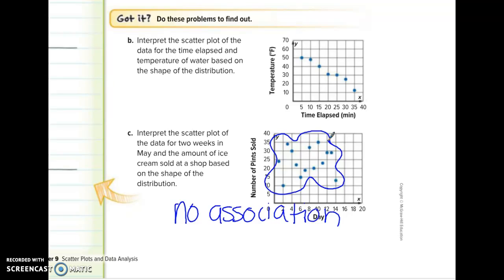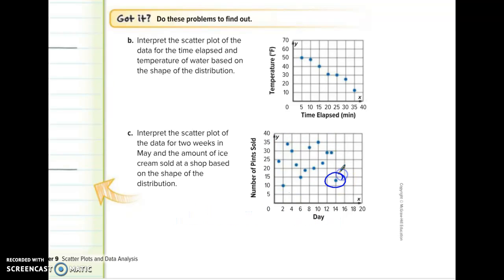We could say that there is an outlier though, because this guy right here is an outlier. He's kind of away from all of the data. So you could say that there's an outlier on day 14. They sold, looks like 13. So day 14 sold 14, and that's an outlier. But that's all we can really say about the graph on Got It C.